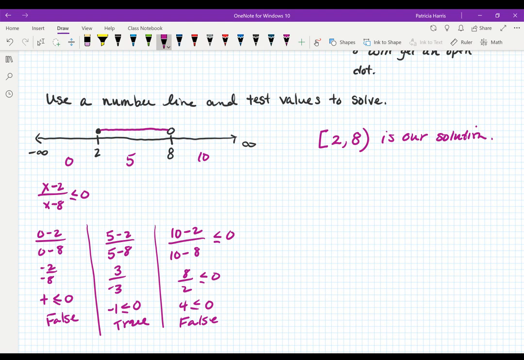All right. So that one wasn't too bad. Let's try another one. Let's try a little bit tougher.